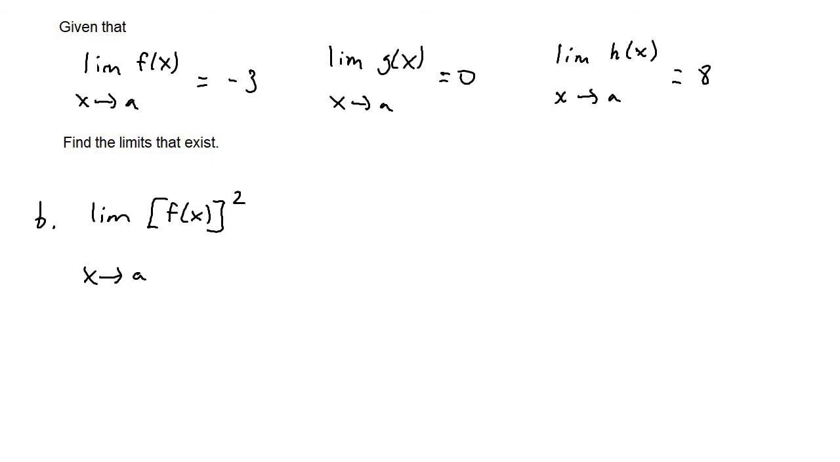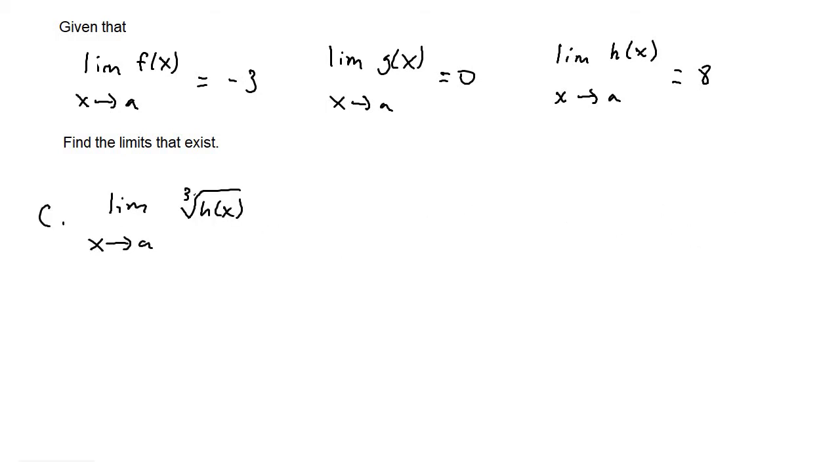So now for letter B, we have the limit of f of x squared as x approaches a. Well, how could we solve this? Well, the easiest way to do this is to first find the limit of just f of x itself as x approaches a, and then square that entire value. So what is the limit of f of x as x approaches a? Well, that's obviously -3. So we can go ahead and take -3 and square it, so we'll get the limit as 9.